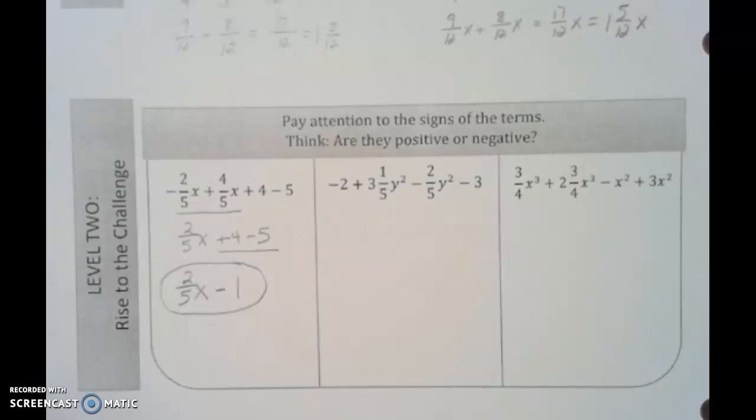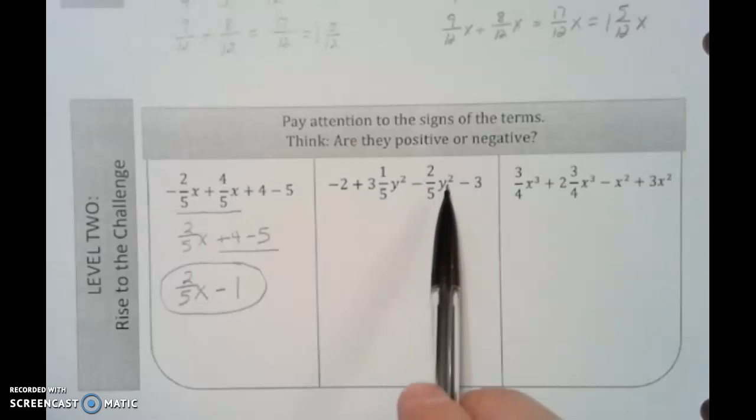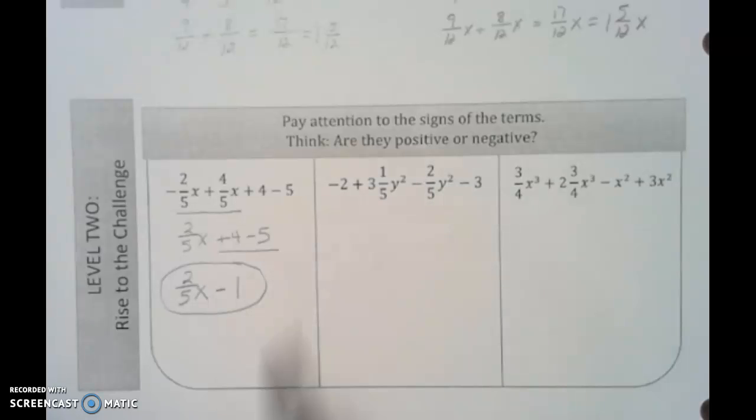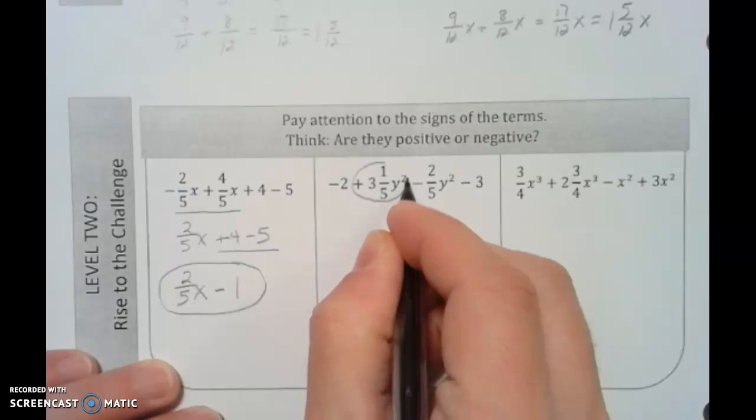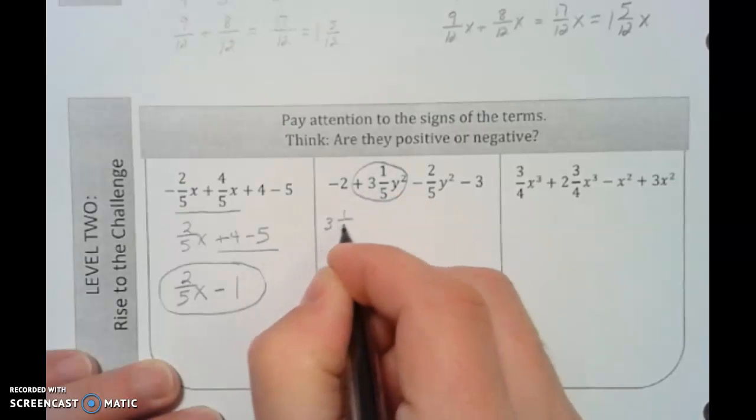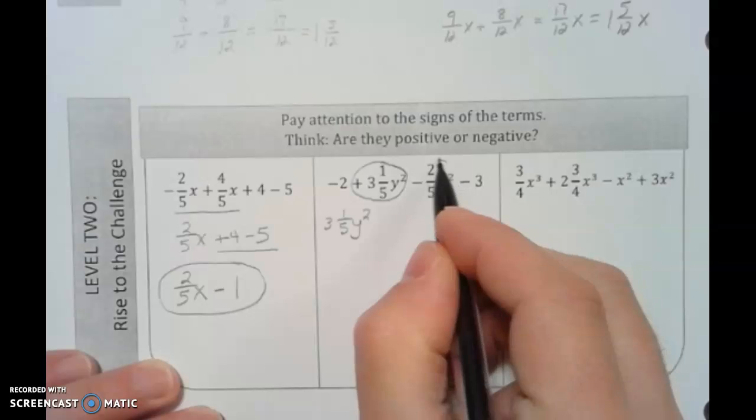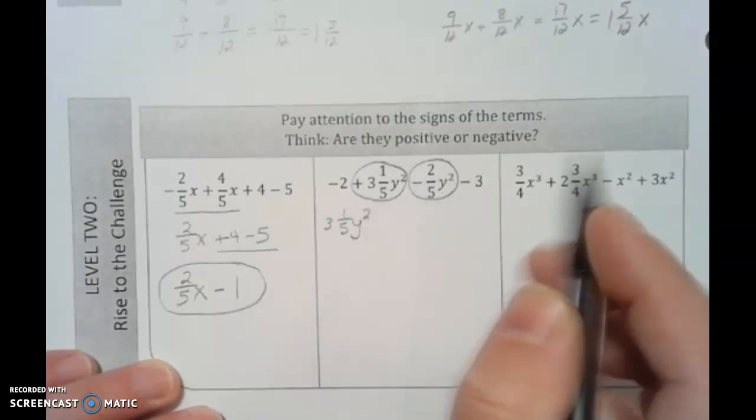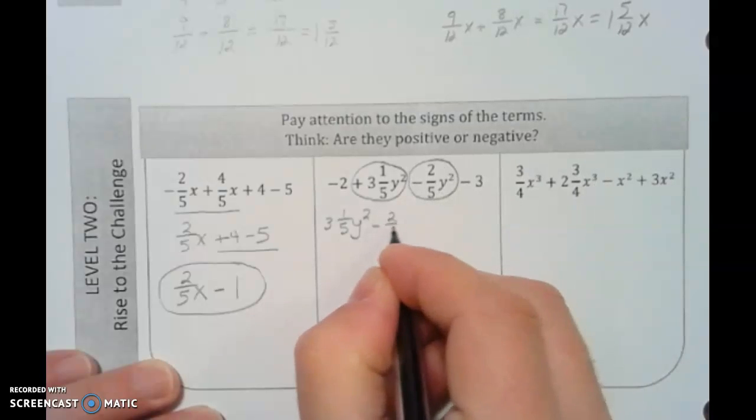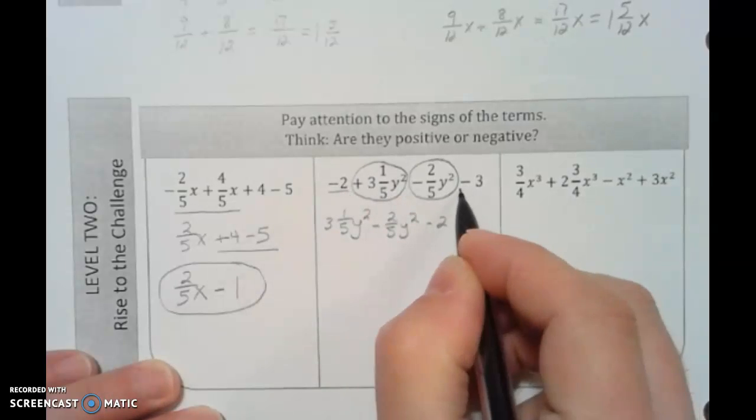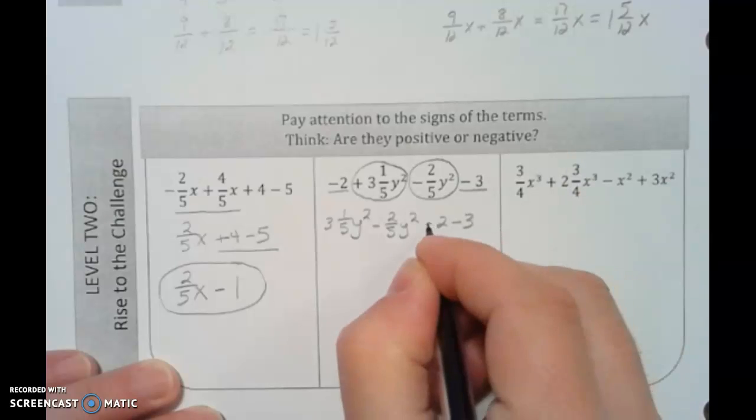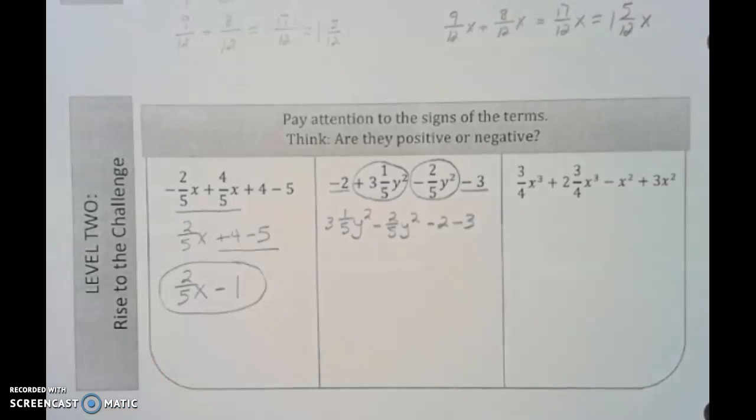Taking a look at the second example, I have negative 2 plus 3 1/5 y squared minus 2/5 y squared minus 3. I want to rearrange this with my variable terms in front, constants at the end. So I'm going to have, this is a positive 3 1/5 y squared. This is a negative 2/5 y squared, so minus 2/5 y squared. And then this is a negative 2, so I'll write minus 2, and that's a negative 3, so I'll write minus 3. And there is my new expression.